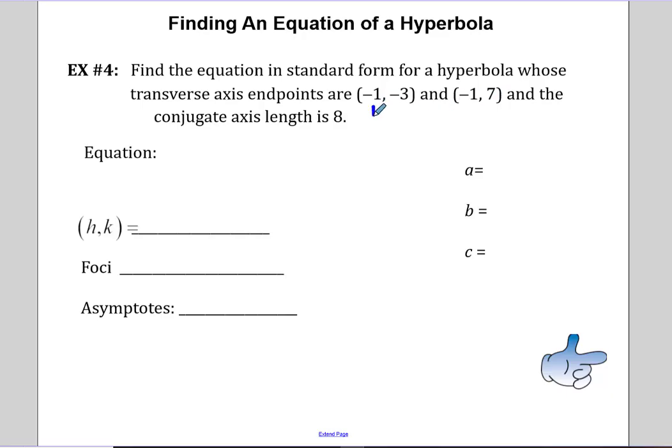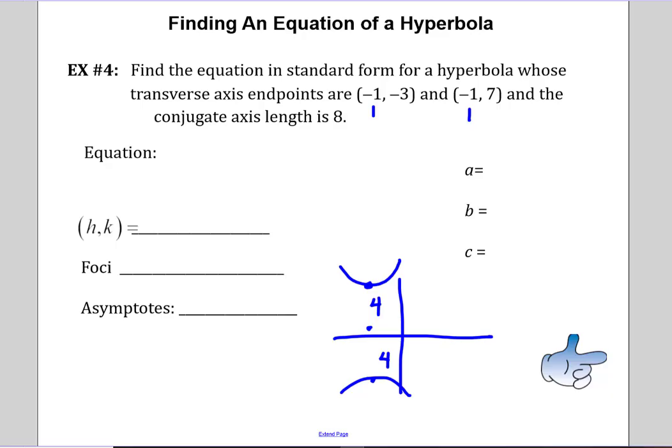So you notice that the x values are the two constant terms there. So that's telling me that x is being held constant. We've got a point here and a point here, and our branches are going to go vertical in that case. And the conjugate axis is 8, which means that our center is going to be 4 away from either one of those points. So our A value, actually, our center is going to be there.